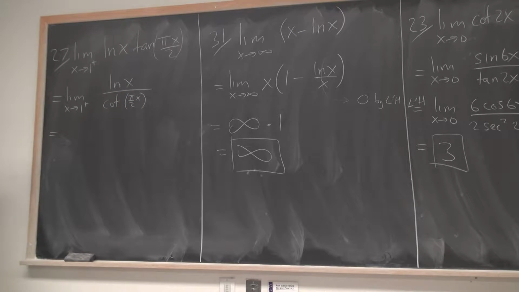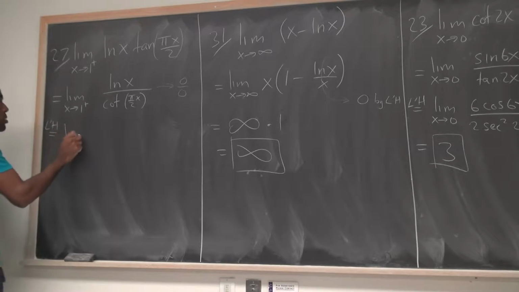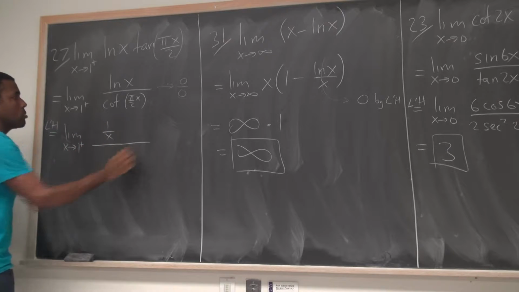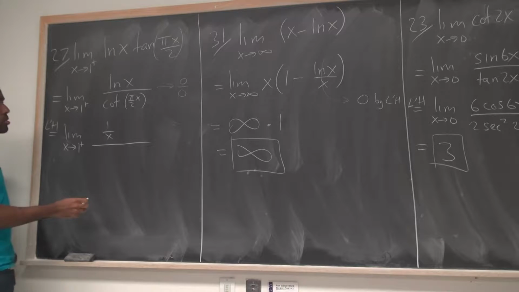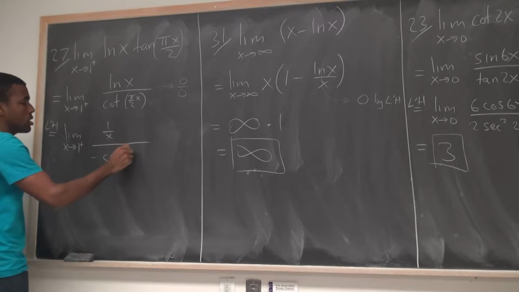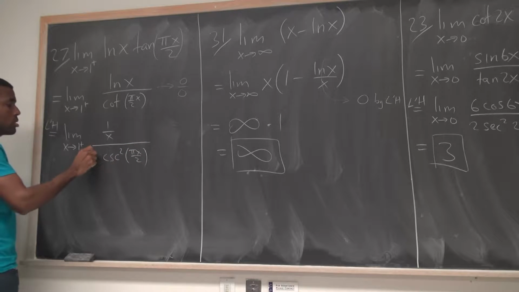And this goes to what? 0 over 0. So apply L'Hopital's, because this goes to 0 over 0. So the top is 1 over x, the bottom, derivative of cotangent. Again, cosecant. It's minus cosecant squared of pi x over 2 times pi over 2.